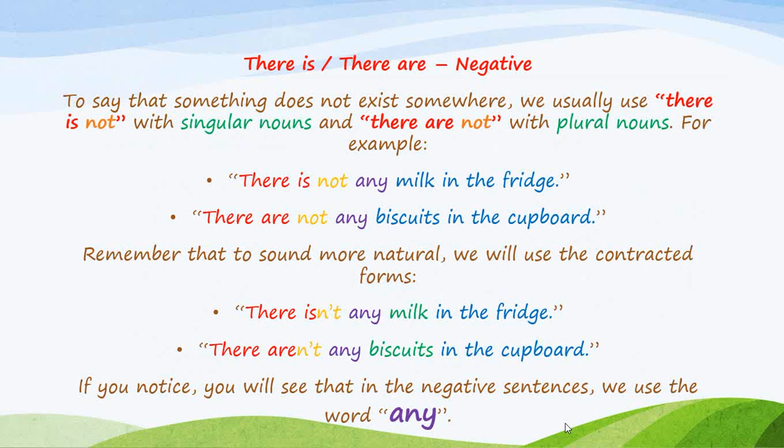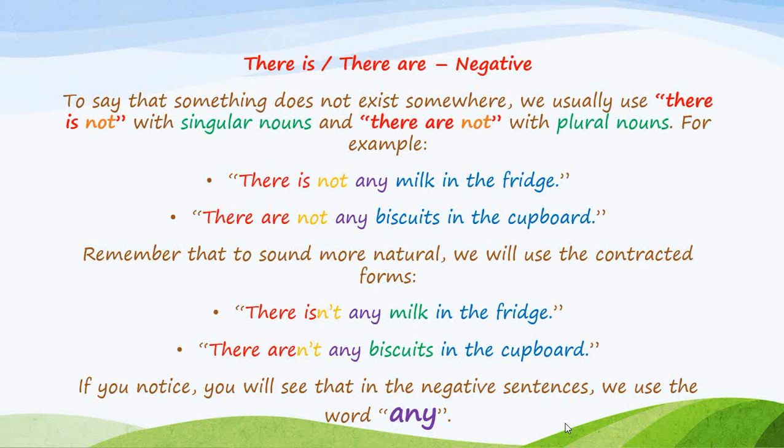Now the use of there is and there are, but in the negative form. We use them to say that something does not exist somewhere. We usually use there is not with singular nouns and there are not with plural nouns. For example, there is not any milk in the fridge. Or there are not any biscuits in the cupboard.